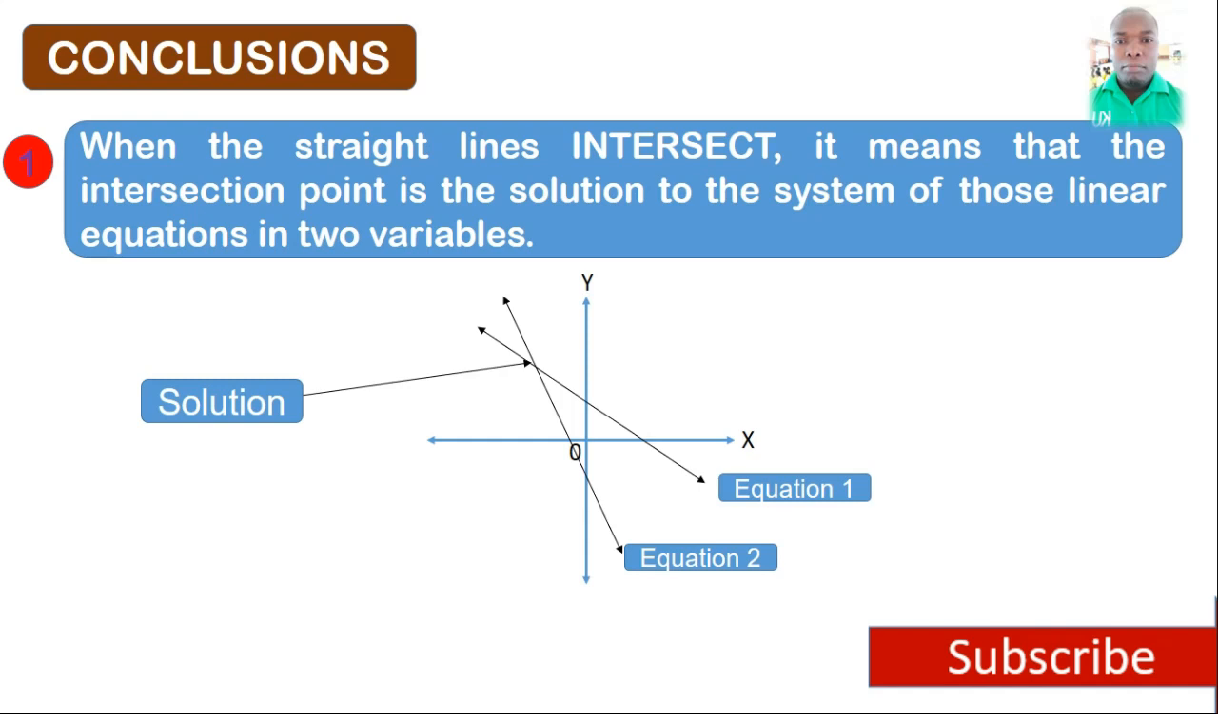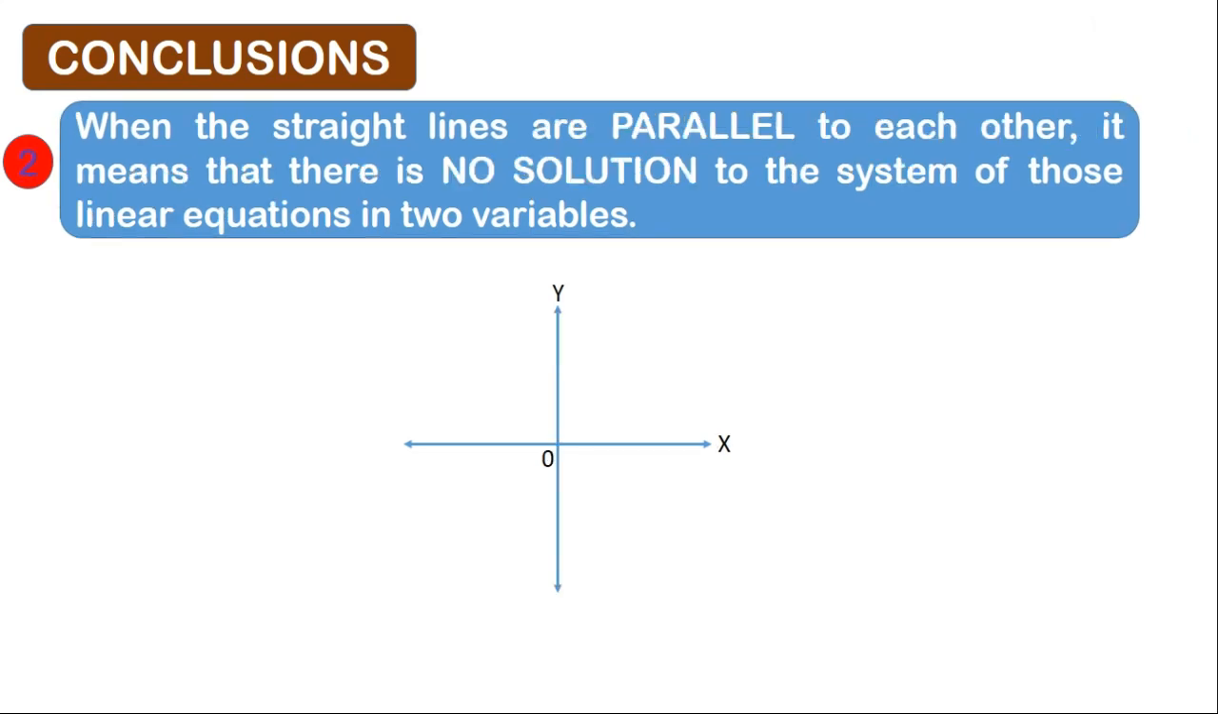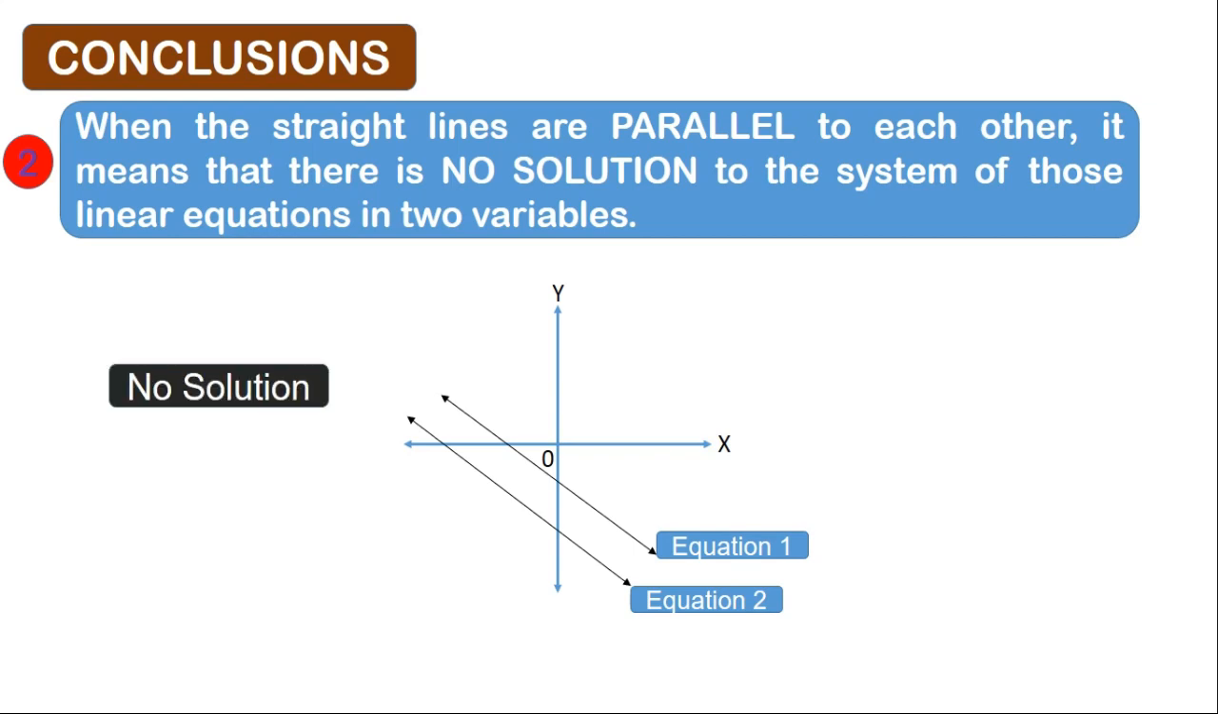Number 2. When the straight lines are parallel to each other, it means that there is no solution to the system of those linear equations in two variables. Take a look at this. Look at equation number 1 and equation number 2. These two equations are parallel to each other, and this means that we don't have a solution to this kind of system of linear equations in two variables.